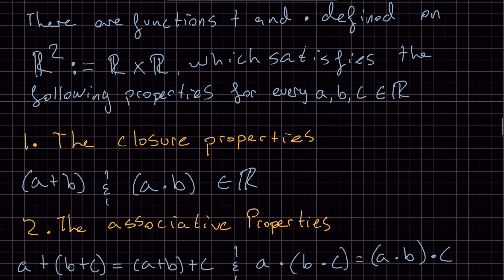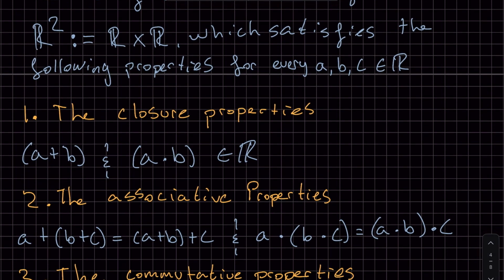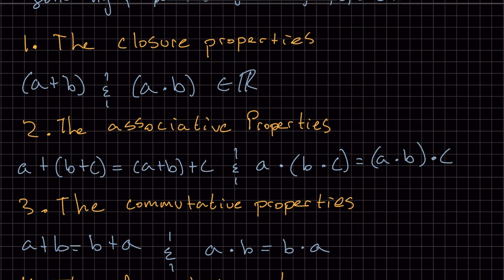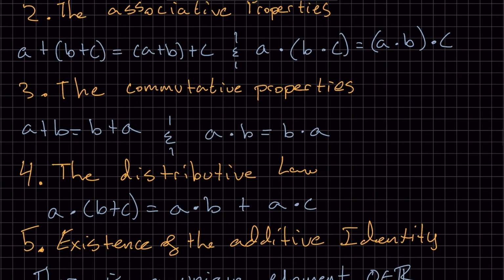1. The closure properties. This means that a plus b and a times b are both in the real numbers. This is closure of addition and closure of multiplication. 2. The associative properties. (a plus b) plus c is equal to a plus (b plus c), and (a times b) times c is equal to a times (b times c), right? And this is, of course, true. 3. The commutative properties: a plus b equals b plus a, and a times b equals b times a.